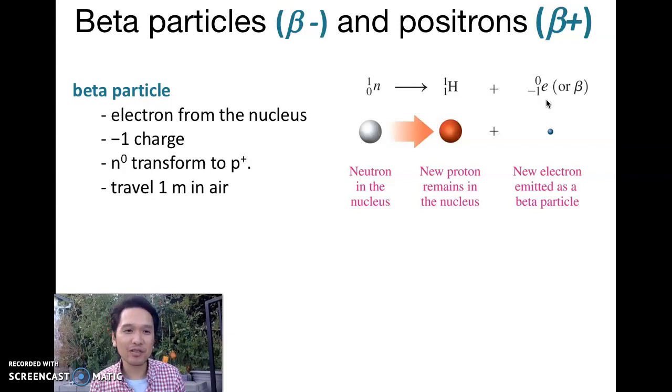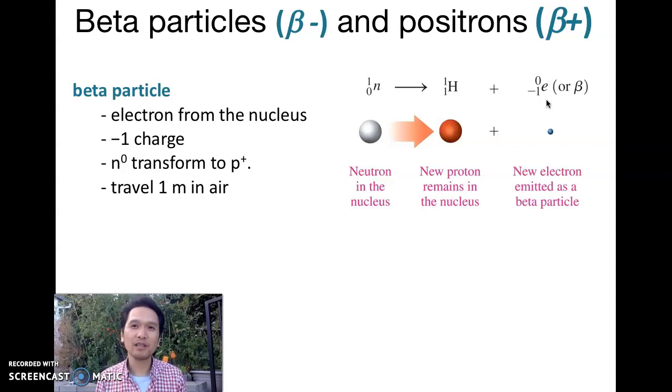All right, so that's all the notes I had. So electrons from the nucleus have a -1 charge. It happens when a neutron transforms to a proton. As a result, it releases this particle that is like an electron from a nucleus, so we call it a beta particle. A beta particle is very small, so it can travel very far in the atmosphere. It can travel 1 meter in the air before it hits something.